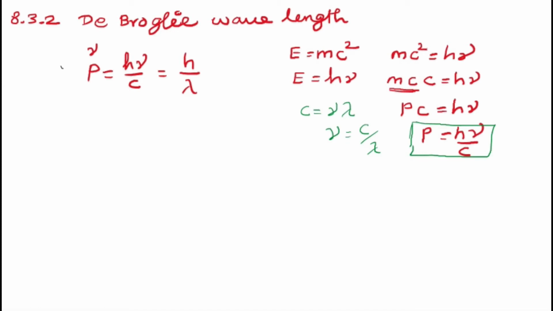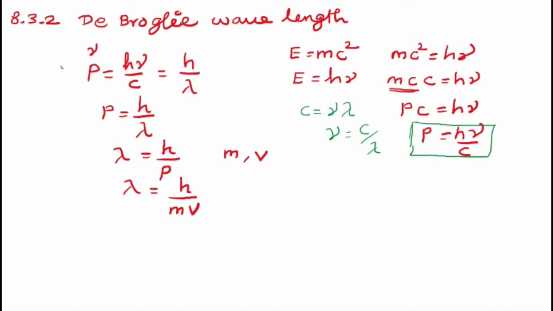And in de Broglie, the general form of the above equation: here a particle of mass m is traveling with velocity v. Converting the equation P is equal to h by lambda, lambda is equal to h by p. For a particle having mass m and velocity v, lambda is equal to h by m into v, where m into v is the momentum. So this wavelength is called the de Broglie wavelength.